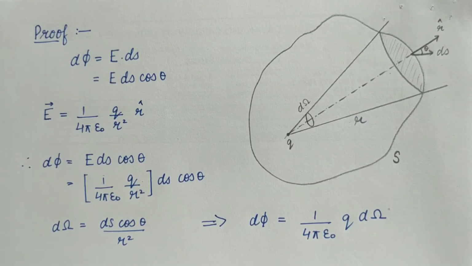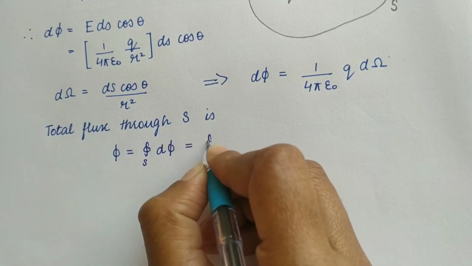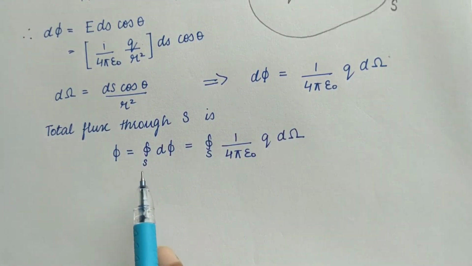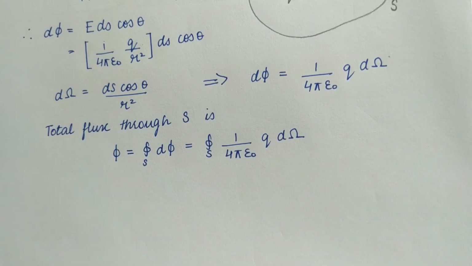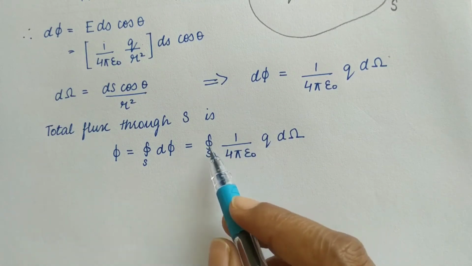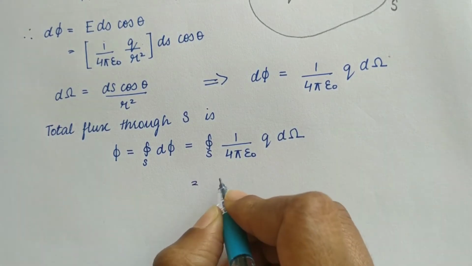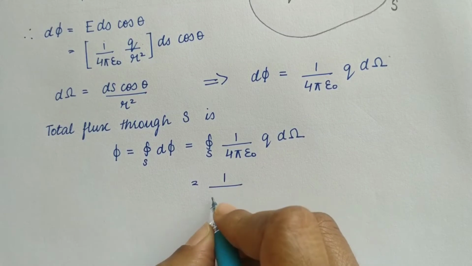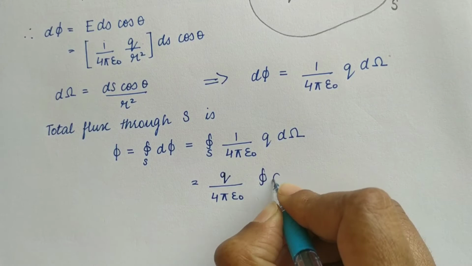This is the flux. Now if we talk about the total flux through a closed surface, then the total flux through S is given by the closed surface integral of d phi, which is the flux, because we are talking about the closed surface. It will give us the closed surface integral of 1 upon 4 pi epsilon naught q d omega. This constant value we will write outside, 1 upon 4 pi epsilon naught q, and the integral of d omega.